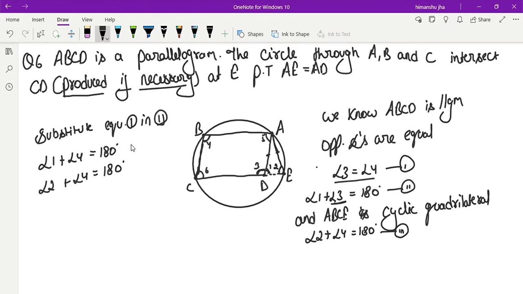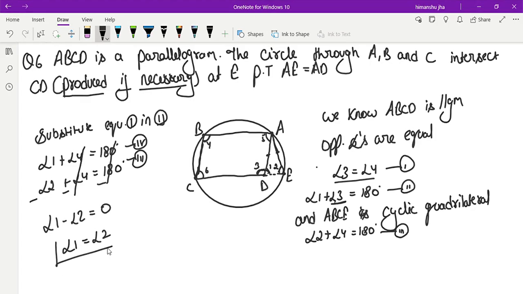Now do one thing, subtract these two equations. This is equation number 3 already, and let's call this equation number 4 after substituting. Now subtract equation number 3 from equation number 4. The 180 degrees cancel, and angle 4 minus angle 4 cancels. So angle 1 minus angle 2 is equal to 0, which means angle 1 equals angle 2.